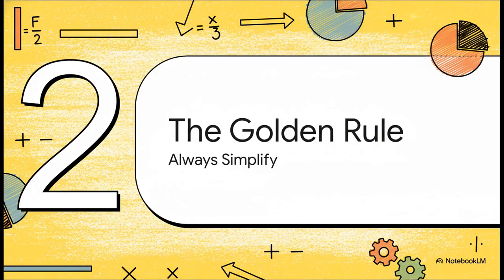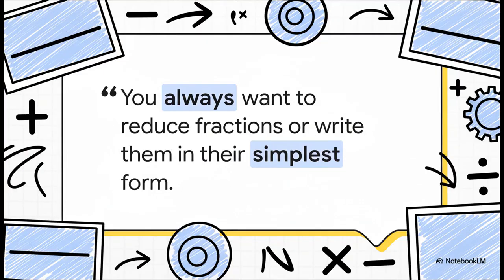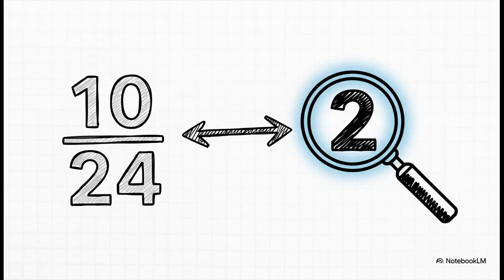All right, let's grab our next tool. And honestly, this one is less of a tool and more of a golden rule. You have to do this every single time. Yep, exactly what it says here. You always want to reduce your fraction to its simplest form. It's like cleaning up your work at the end. It's the right way to present your answer, and a lot of times it's required. So how do we do it?